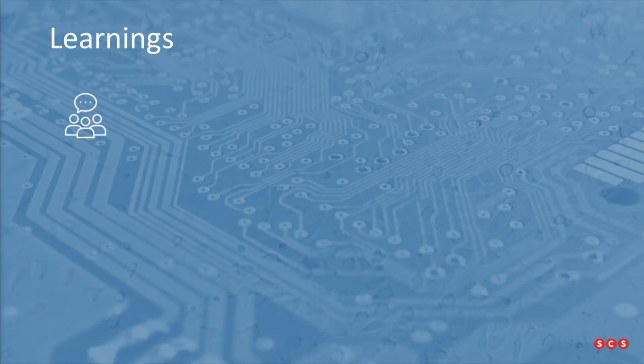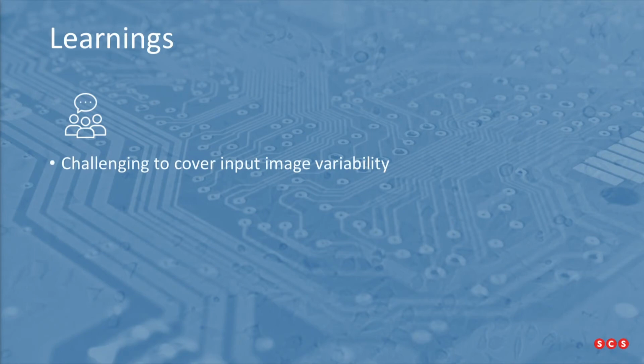What did we learn in this project? As in any artificial intelligence project, really, or any deep learning project, it's challenging to cover the input image variability. In the end, we managed fine, but at the start, we had some issues there to finally get to know all the different conditions that the image could be taken in.